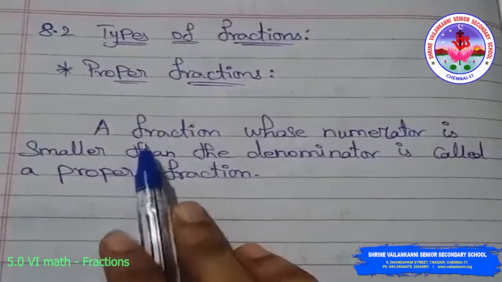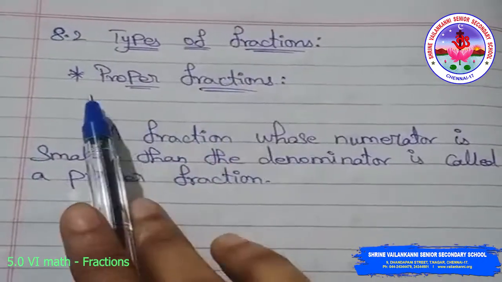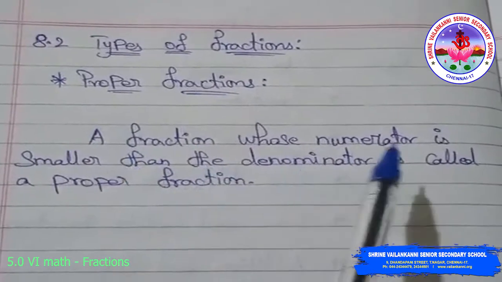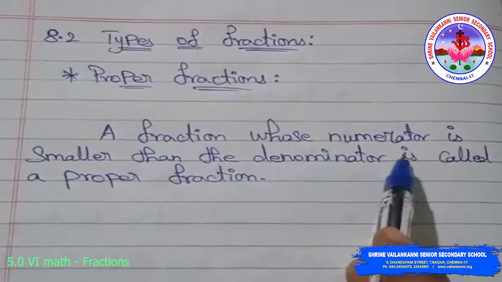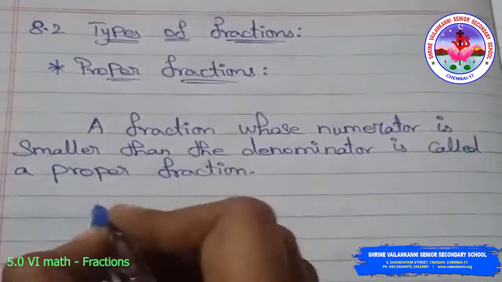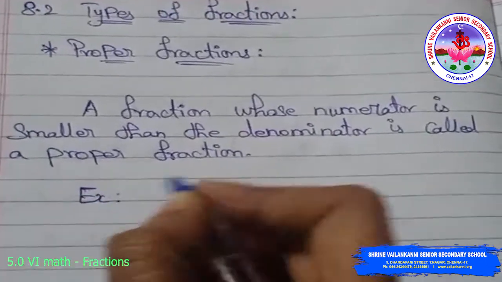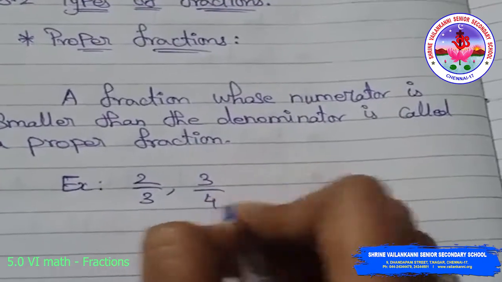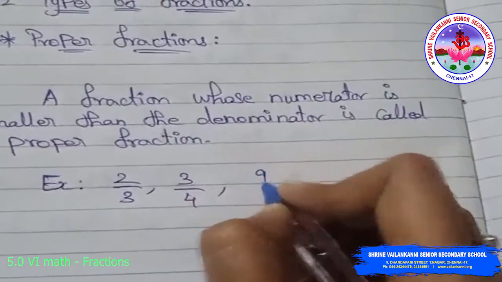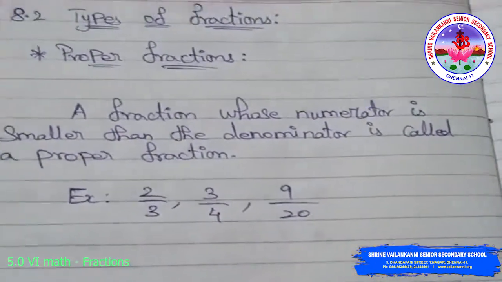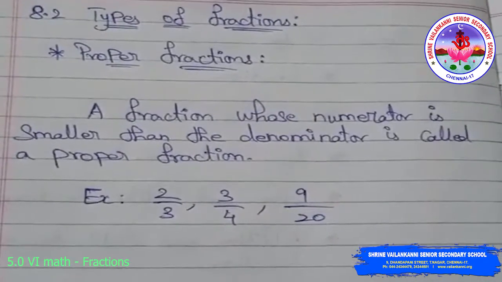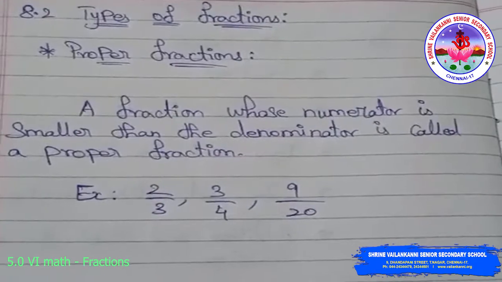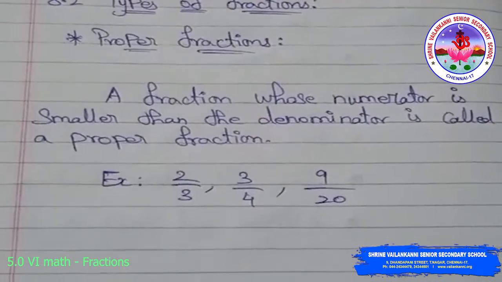The next topic is 8.2, types of fractions. The first fraction type is proper fraction. A fraction whose numerator is smaller than the denominator is called a proper fraction. For example, 2 by 3, 3 by 4, 9 by 20. These are proper fractions. The value of a proper fraction is always greater than 0 but less than 1.